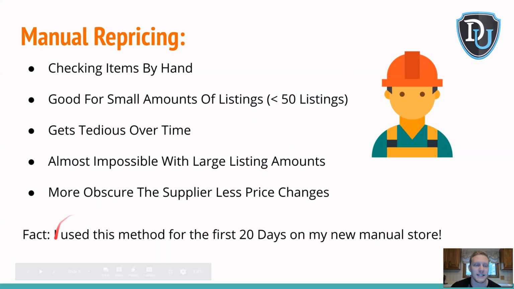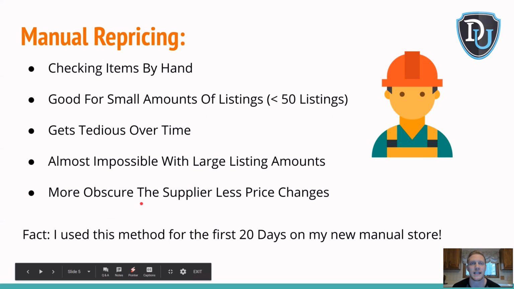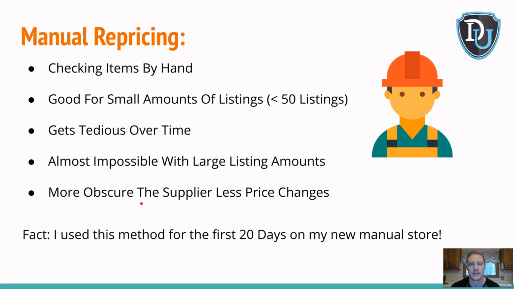So fun fact here, I did use this method for the first 20 days on my new manual store, when I think I had up to a little bit under 100 listings at that point in time. But they were all from obscure suppliers. I only ran into one issue where one went out of stock and I just had to change it. And that was about it. I mean, it really wasn't that much of an issue.